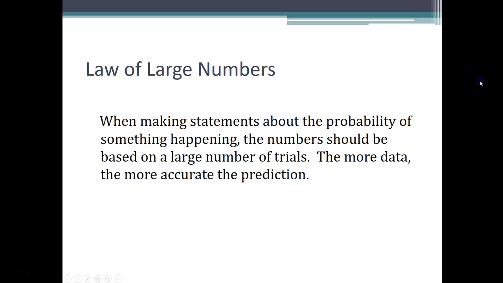And that's something called the law of large numbers. When you're trying to look at empirical probability and make statements about the probability of something happening, you really should be basing your numbers on a large number of trials. Because the more data you can collect, the more accurately you can predict what's going to happen. It's like the weather. If they just started collecting weather data last week, do you really think that weather predictions would be very helpful? Probably not. But they've been collecting data for years, since the early 1900s. And the more data they collect, the better.